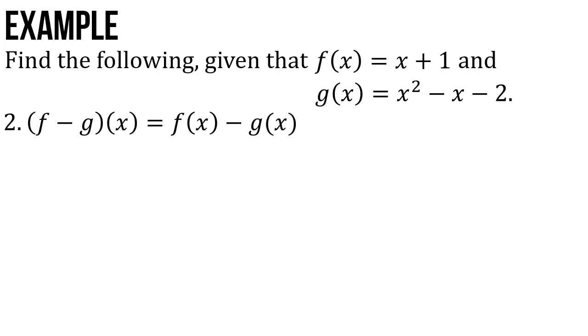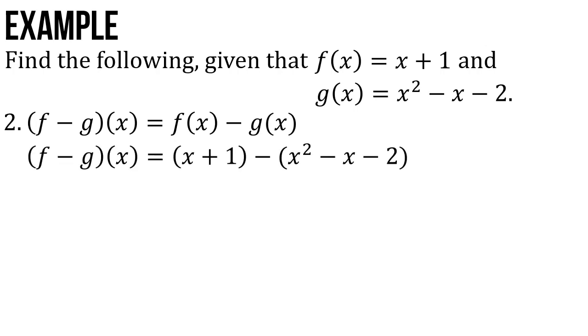Okay. Number 2, let's get f minus g of x. So it is equal to f of x minus g of x. Substitute the values of the f of x and the g of x. Now you can see the importance of the parenthesis. Why? So f of x is x plus 1. G of x is x squared minus x minus 2. So there's a subtraction symbol outside x squared minus x minus 2.